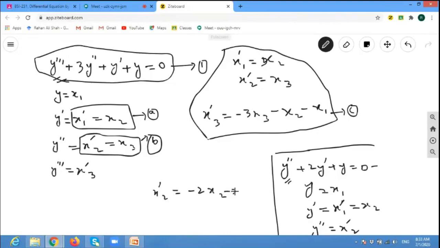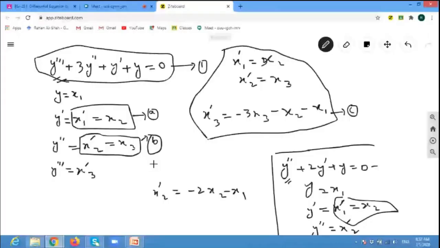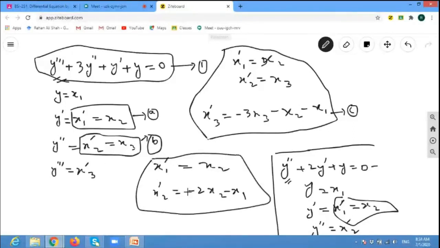So this is one equation, and another equation is this one, where you take the derivative equal to another variable. This is x1 dash equal to x2. So if you solve this system, it actually involves two unknown variables. One is x1, another is x2. So if you solve this system of first order differential equations together, you will get x1 and x2.